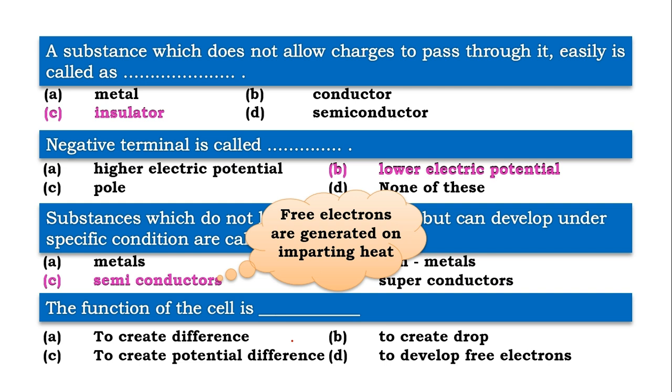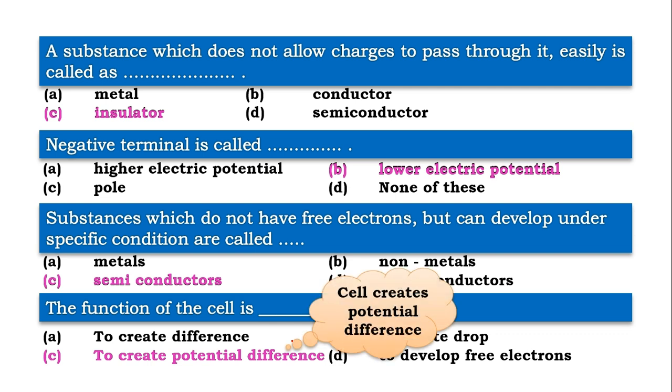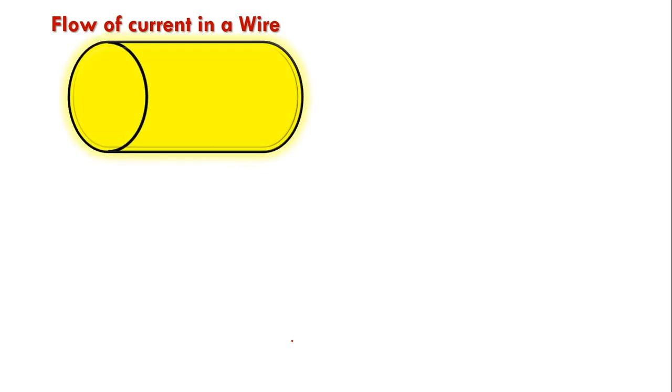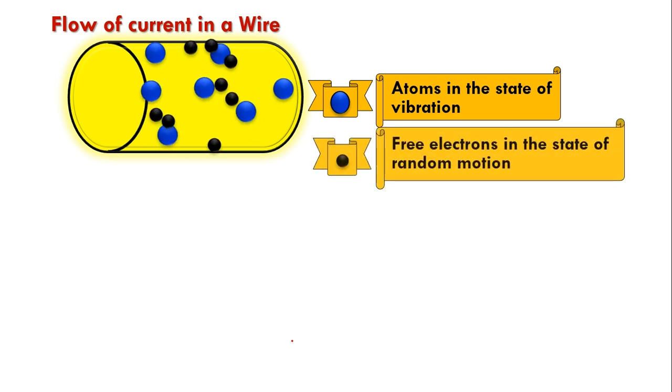Not to create a drop, or to develop free electrons, but to create potential difference only. The function of the cell is to create potential difference. Now, the flow of current in a wire. Look here: this is a wire, and here we have some atoms, which vibrate about a particular position. In between we have charged particles, charge carriers, free electrons in a state of random motion.